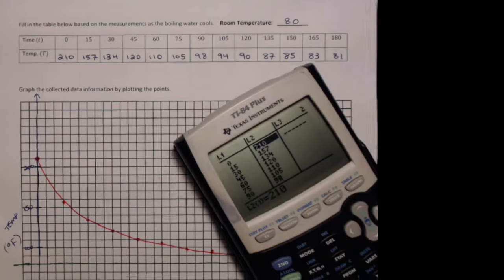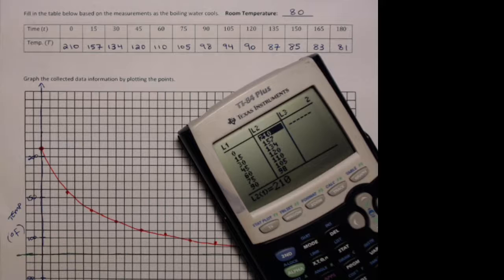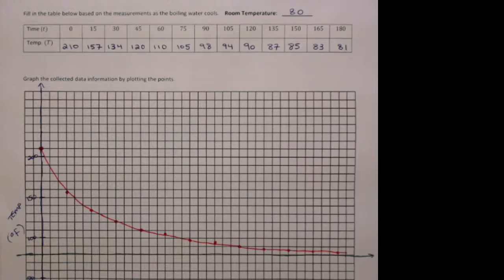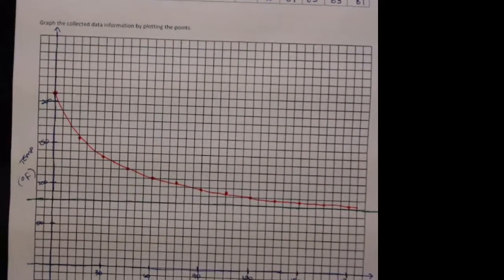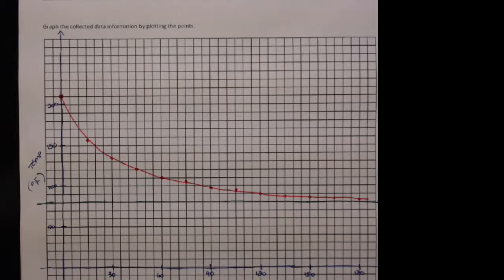So yesterday, this is what I was looking for from you, and a lot of you did a great job. You had your graph pretty accurate, and you also showed me that you had your lists filled in. For today's assignment, it's all going to be on the calculator. So when you submit your answer, it's going to be showing me that you have calculated the exponential regression on your calculator.